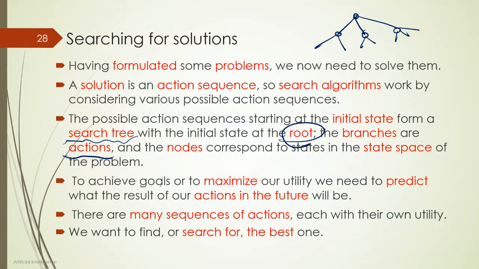To achieve the goal, or to maximize our utility, we need to predict what the result of an action will be in the future. So if I take this action, I'll get to this state, and I have two other options to go, and from here I have other options to go, and so on till we get to the lowest level of our tree, which are the leaves of our search tree. There are many sequences of actions, each with their own utility. We want to find or search for the best one.